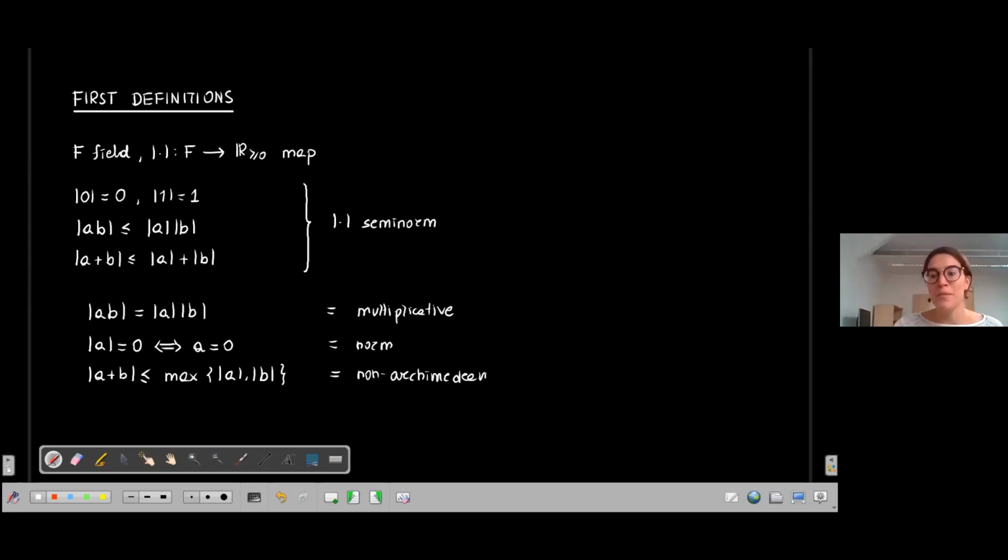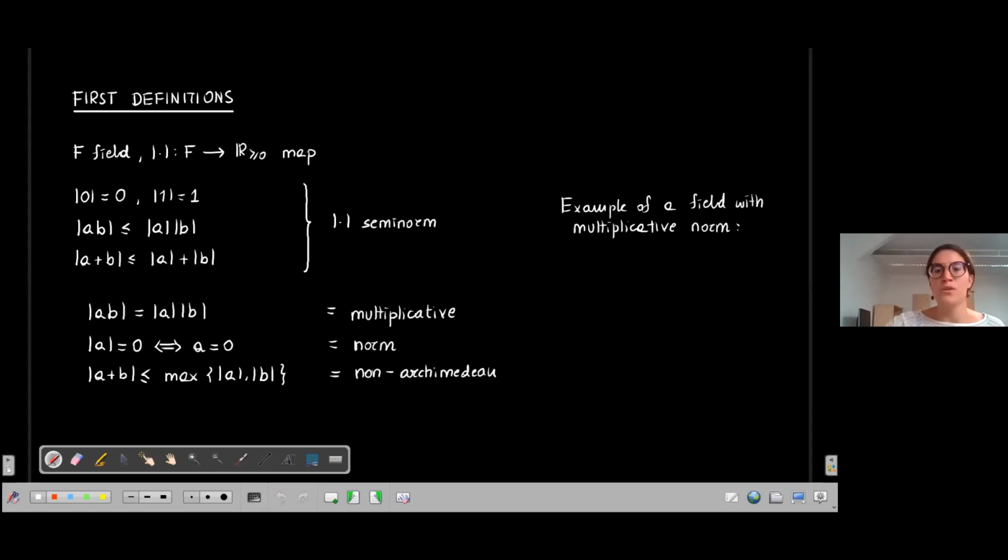Let me start immediately by giving you a couple of examples. I think we are all familiar with an example of a field that is endowed with a multiplicative norm. This famous example is the complex numbers with the usual norm, where the norm of x plus iy is equal to the square root of x squared plus y squared. This satisfies all the conditions that I wrote, except that it's not non-Archimedean.